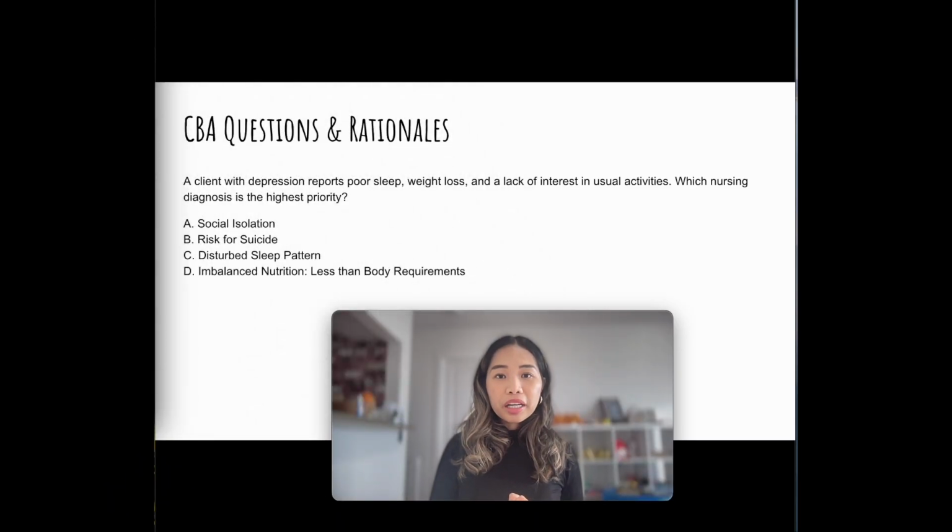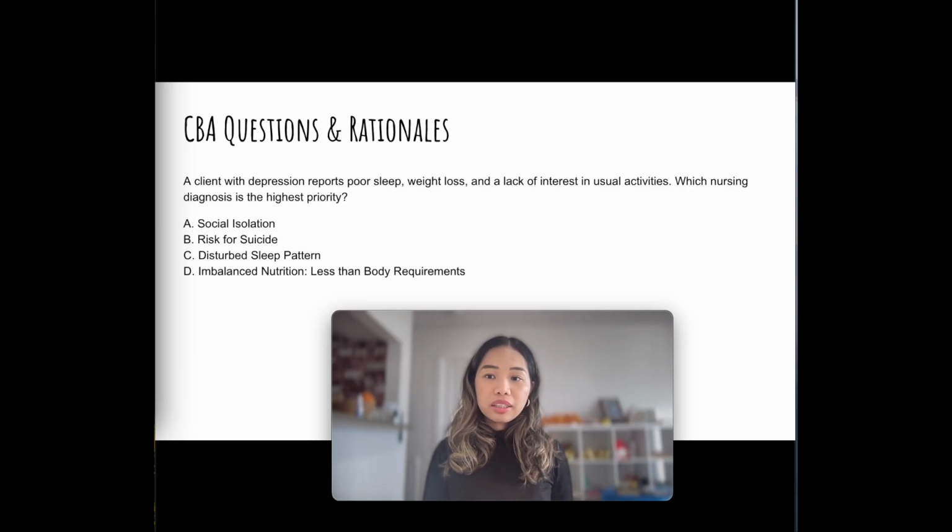A client with depression reports poor sleep, weight loss, and a lack of interest in usual activities. Which nursing diagnosis is the highest priority? A. Social isolation. B. Risk for suicide. C. Disturbed sleep pattern. Or letter D. Imbalanced nutrition, less than body requirements.